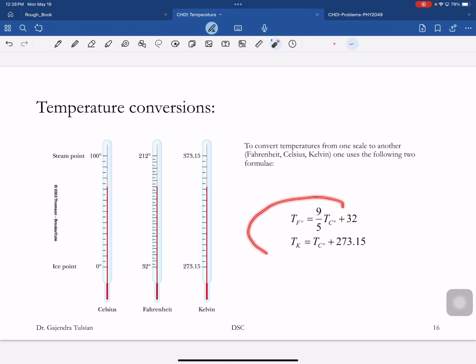These two formulas, what they do is, if you have a temperature on the Celsius scale, this tells you how to convert it to the Fahrenheit scale. This one tells you, if you have a temperature in the Celsius scale, how to go to the Kelvin scale. Just add 273 to it. So between these two equations, you can convert from any scale to the other two scales.